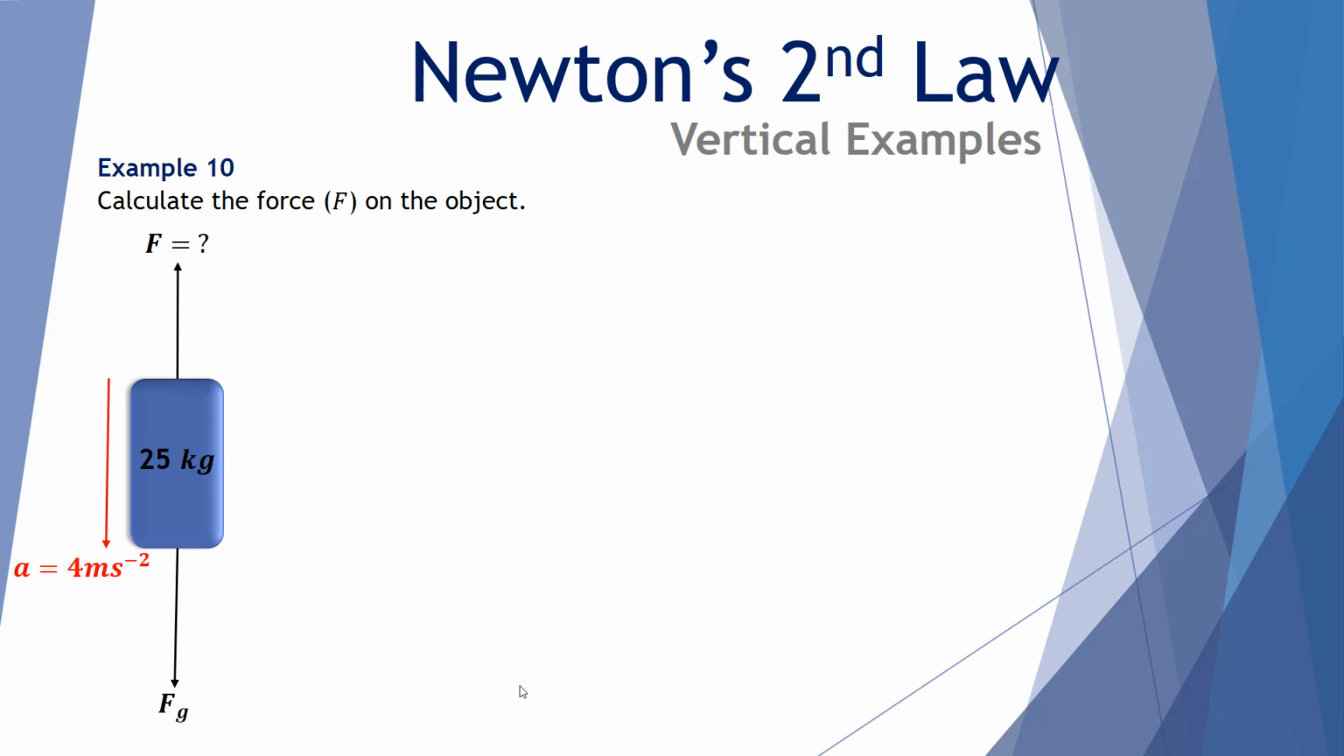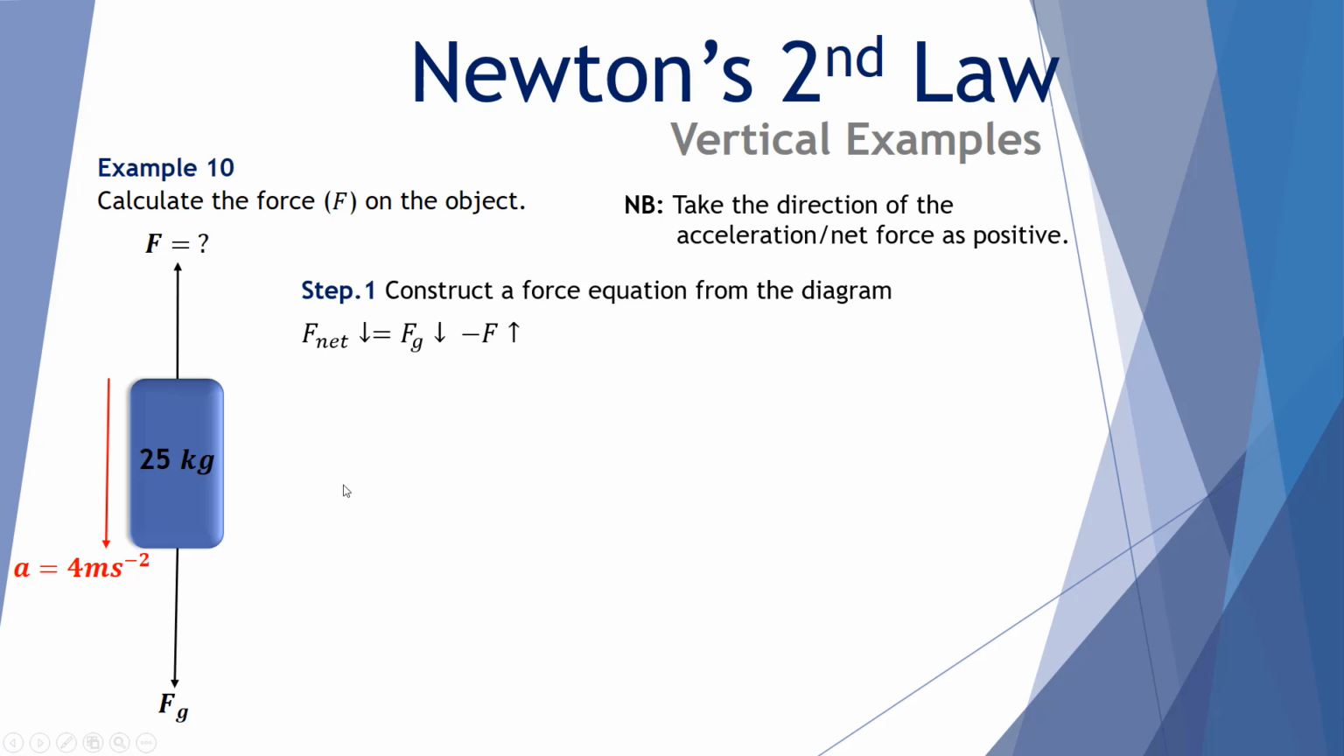Example number 10. Calculate the force F on the object. So in this scenario, we have an acceleration of the system downwards, which means our net force is downwards. So step 1, construct a force equation from the diagram. Our net force, as we said, is downwards because the acceleration is downwards. That means that our force due to gravity must be generating that downwards force. It's also downwards, and it's being opposed by some force that's generating an upwards force, F, the unknown force. As the net force is going downwards, this is written as a negative value.